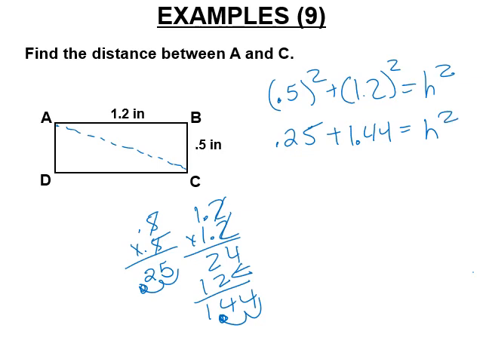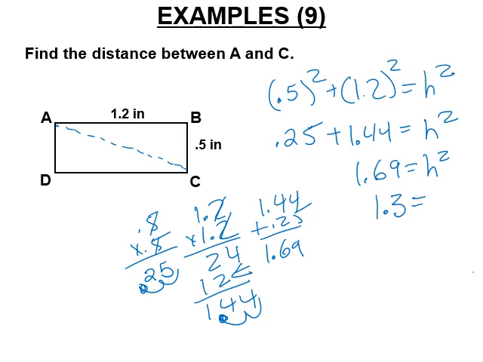Well, 1.44 plus 0.25 is 1.69. Well, that looks like 169. 169, the square root is 13. I'll bet this is 1.3, right? And negative 1.3 we'll cross out, and it's inches because it says so right there.